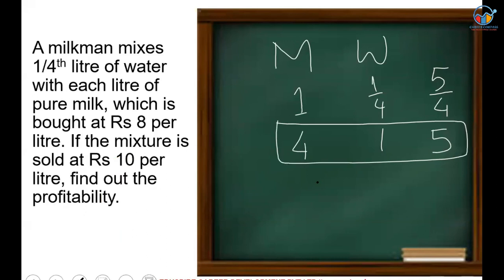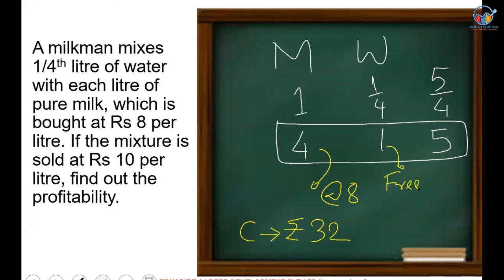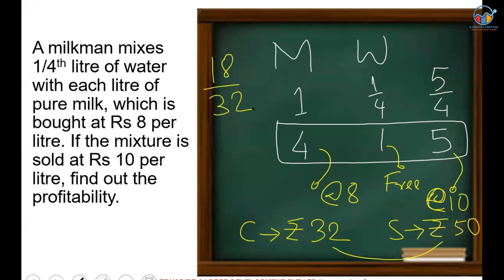Now as per the data given, milk is being bought at the rate of 8 rupees, which means he's spending 32 rupees, that is his cost. Water you get from corporation, so it's free. And then he's selling it at 10 rupees per liter, which means his revenue is 50 rupees, or you can say that's his sales price. So his profit in this process is 18 rupees and his cost is 32. And how much is that?